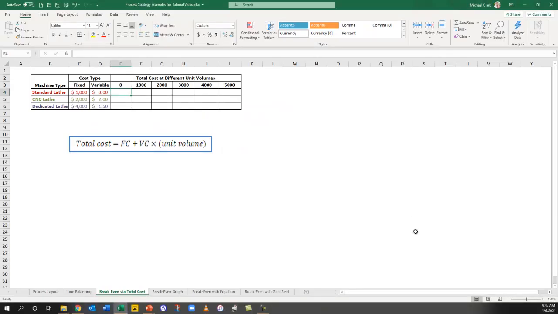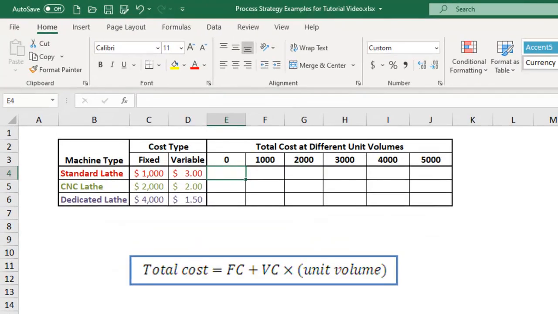Now we're going to jump into Excel, and the examples we're going to be using are right out of the textbook. In this example we want to manufacture large bolts, and we have three different options to do so. The first is using a standard lathe, a fairly general purpose type of lathe with a fixed cost of $1,000. The variable cost per bolt is going to be $3. Or we can go to a little bit more automated process with a CNC, computer numerical controlled lathe. It costs us a little more to purchase this lathe, $2,000, but the variable cost per bolt is going to be a little lower at $2.